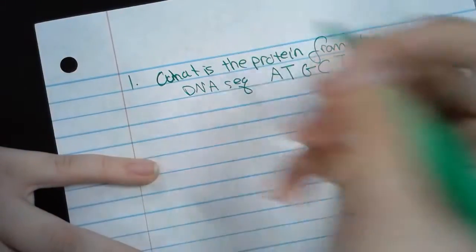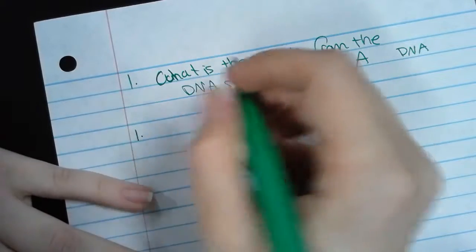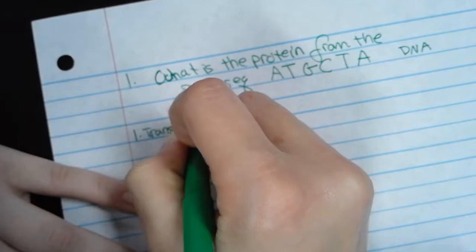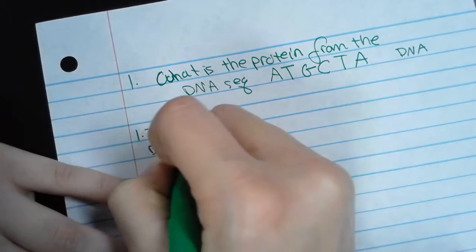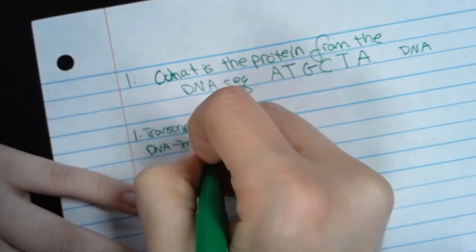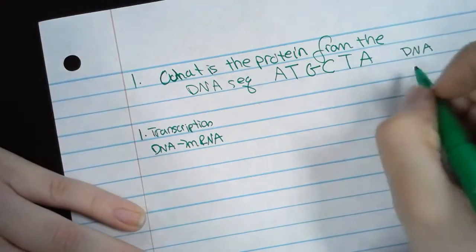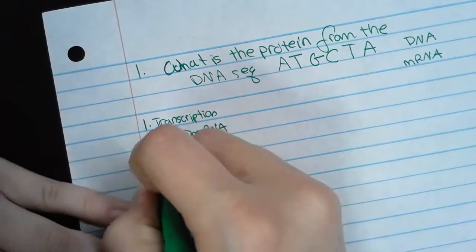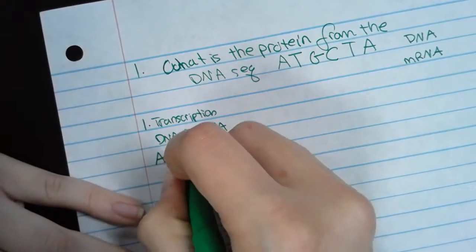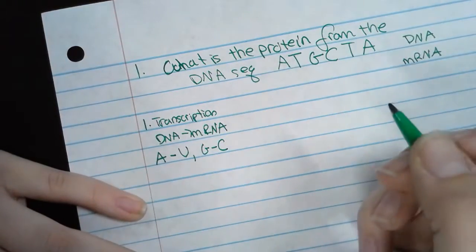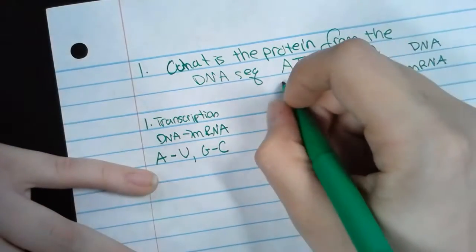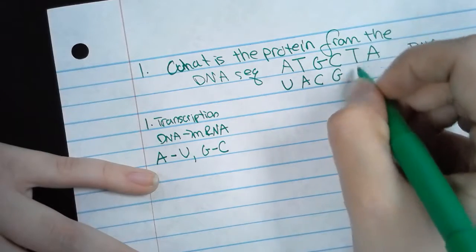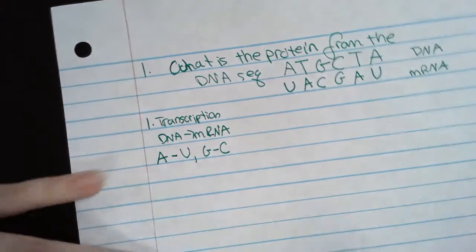My first step of making a protein is transcription. Transcription is when I start with DNA and I end with mRNA. I'm starting with DNA and now I need to go to mRNA. Whenever I am transcribing, I'm going to use the base pairs adenine to uracil and guanine to cytosine. So adenine pairs with uracil, thymine with adenine, guanine with cytosine, cytosine with guanine, thymine with adenine, and adenine with uracil.